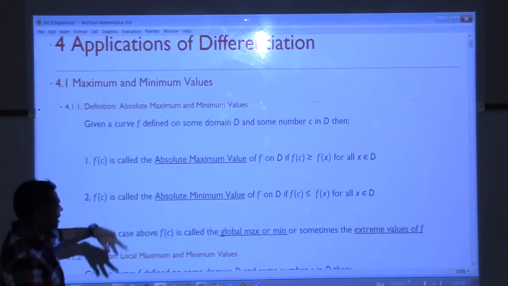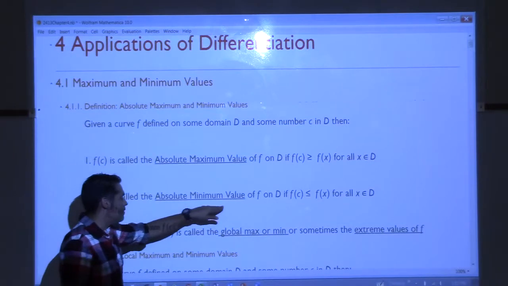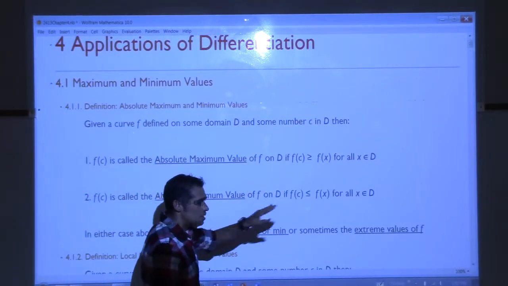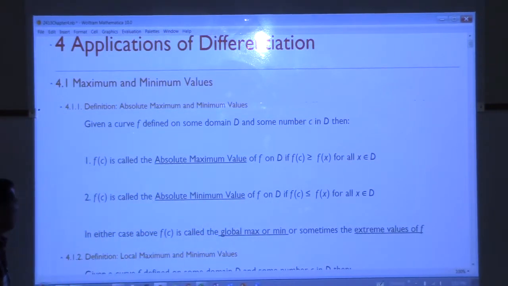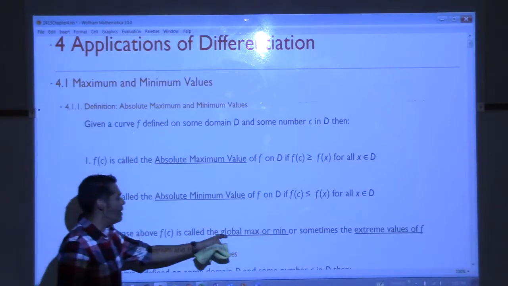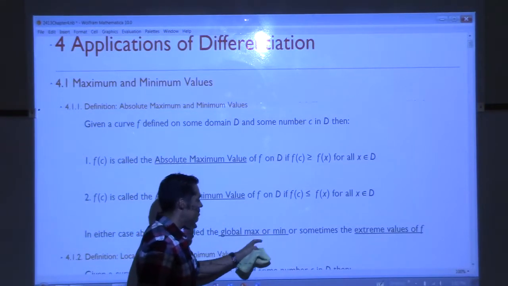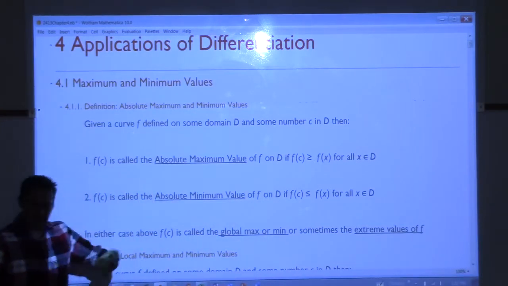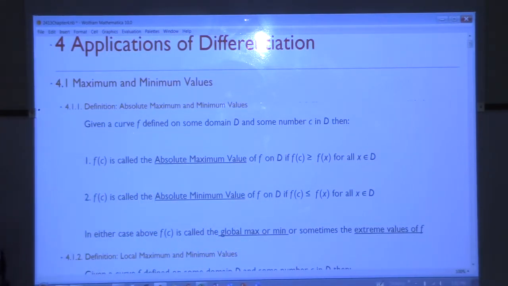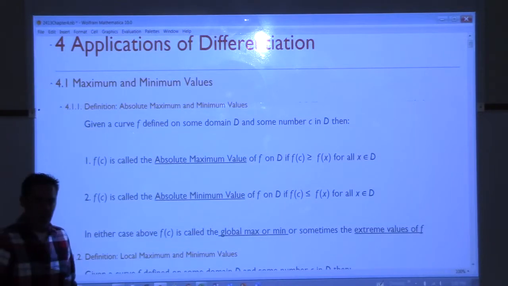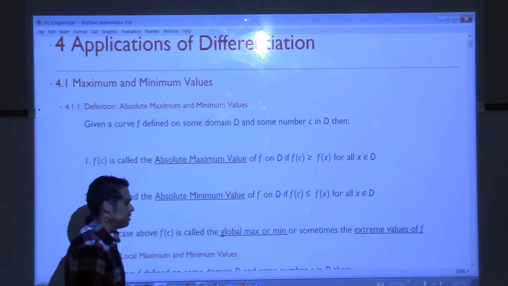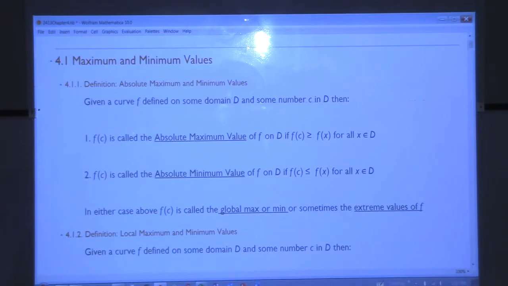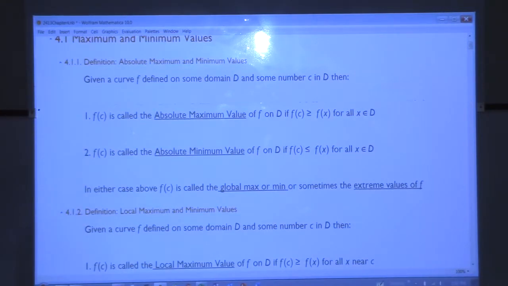And then the other way would be to talk about the absolute minimum value of a function, which would be the lowest point on the graph. In either case, these are called either the global maximum or minimum, or sometimes the extreme values of the function. So these are all words you'll start hearing now. Oh, look, we found the global max. Oh, look, we found the extreme value. We're talking about the highest and lowest points on the graphs. So that's the definition of an absolute maximum.